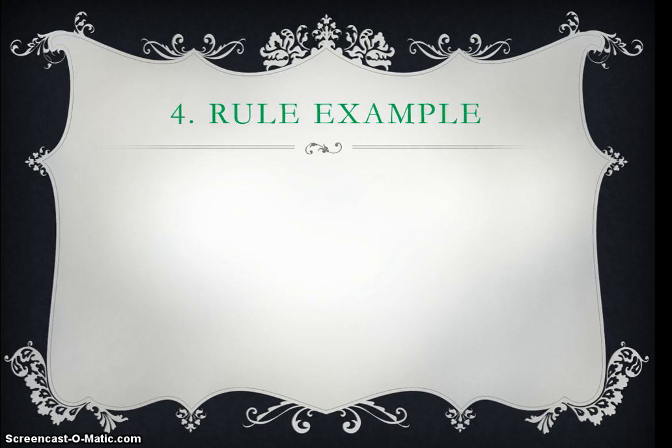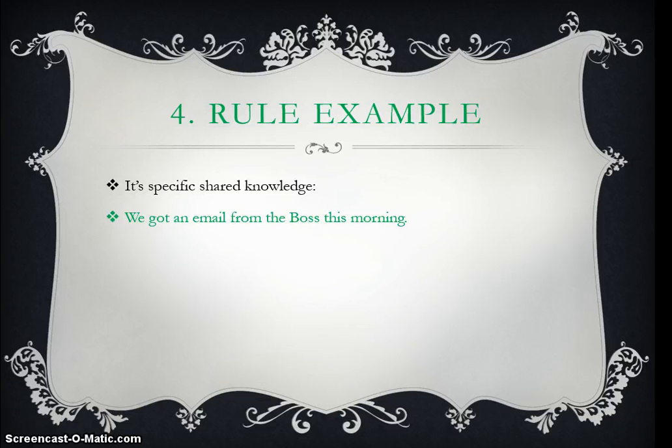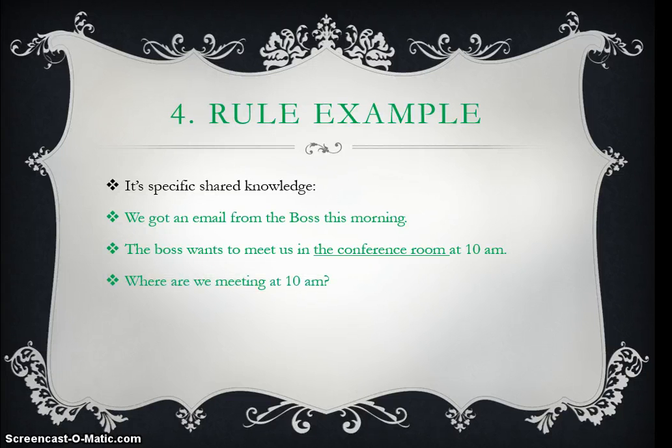Let's look at an example from rule number 4. Rule number 4, the noun is specific shared knowledge. For example, imagine that you and I are working at a job, and we got an email from the boss this morning. The boss says that he wants to meet us in the conference room at 10 a.m. So maybe later in the day, we ask each other, where are we meeting at 10 a.m.? And the answer would be the conference room.